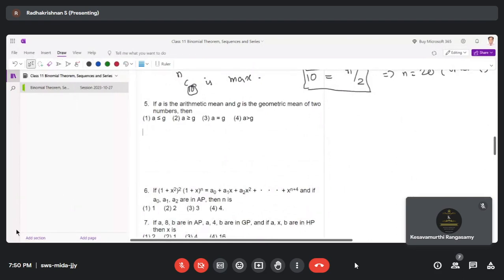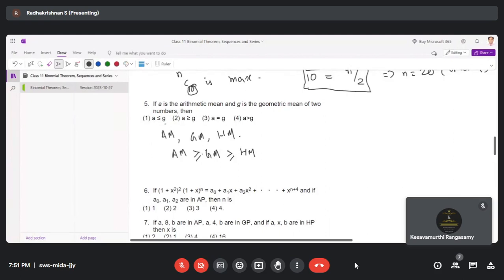Okay, if A is the arithmetic mean and G is the geometric mean of two numbers, what is bigger, arithmetic mean or geometric mean? Arithmetic mean, sir. Yes, in the case where three means are there: arithmetic mean, geometric mean and harmonic mean. The general rule is arithmetic mean will be greater than geometric mean, which will in turn be greater than or equal to harmonic mean.